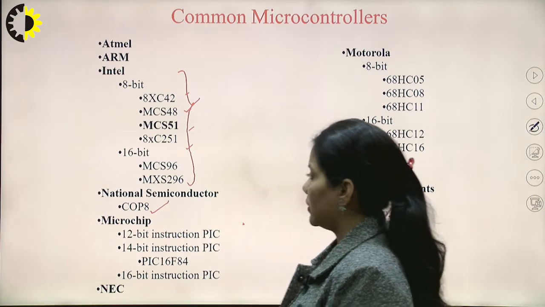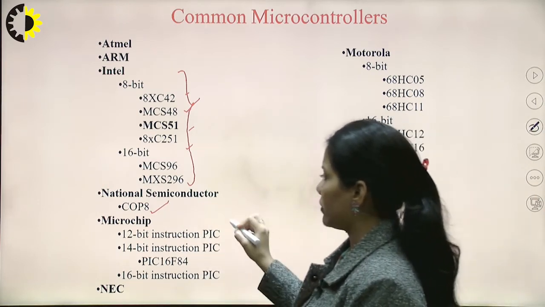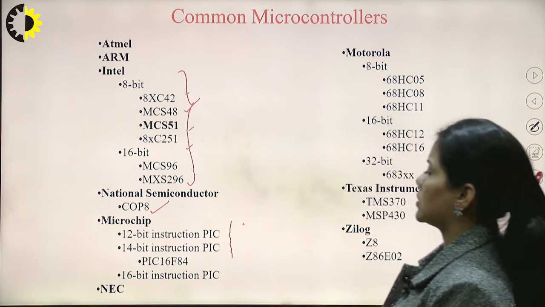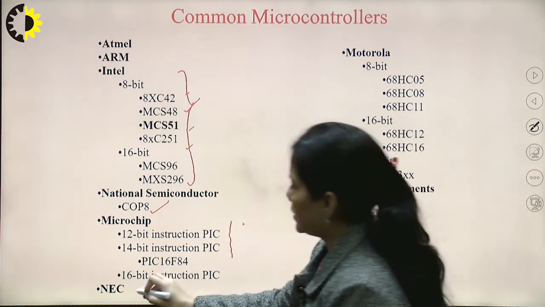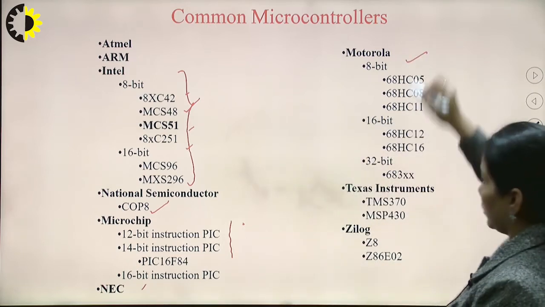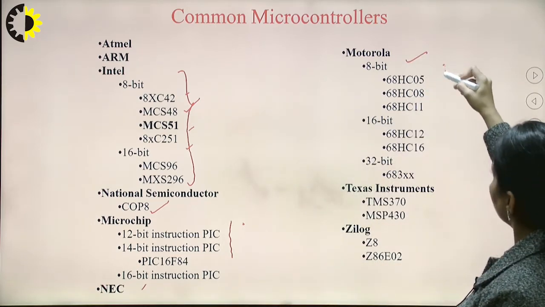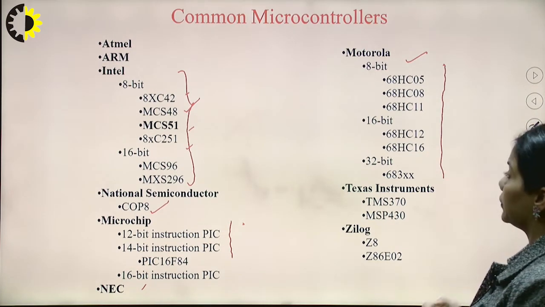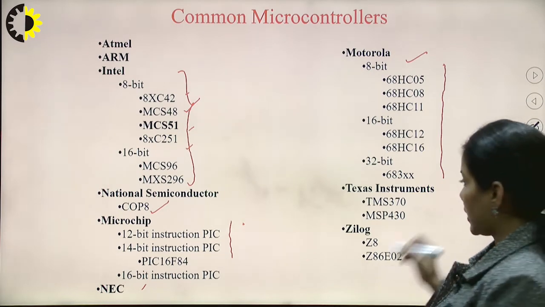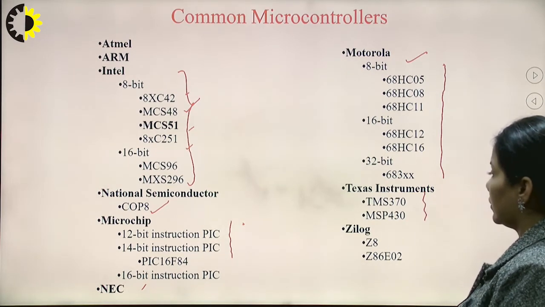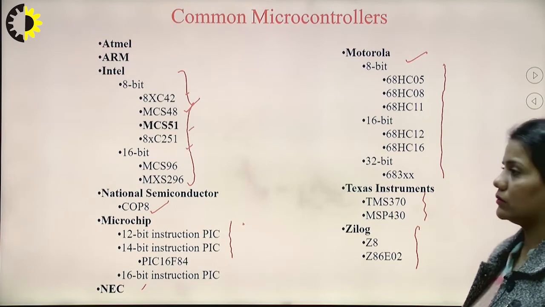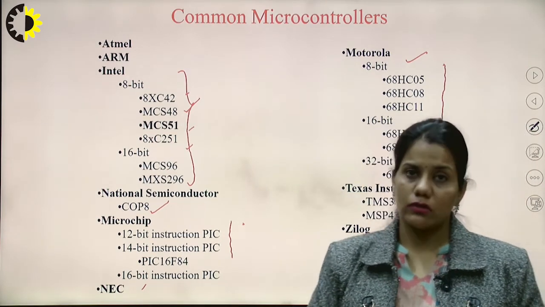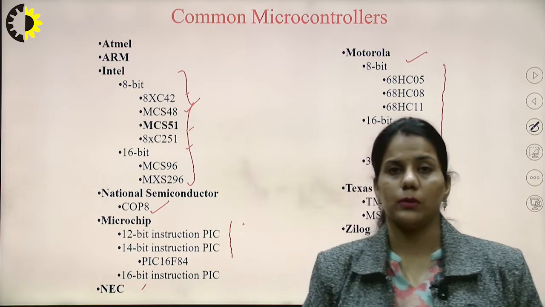Again, this is the next company. Microchip is having the 18-bit instruction PIC, 14-bit instruction PIC, 16-bit instruction PIC. Then NEC. Next, Motorola. Motorola is having the variety of microcontrollers under the category of 8-bit, 16-bit and 32-bit microcontrollers. Texas Instruments is again having a variety here. Zilog is again having a variety of microcontrollers. So in this way, there are a variety of microcontrollers available in the market today.